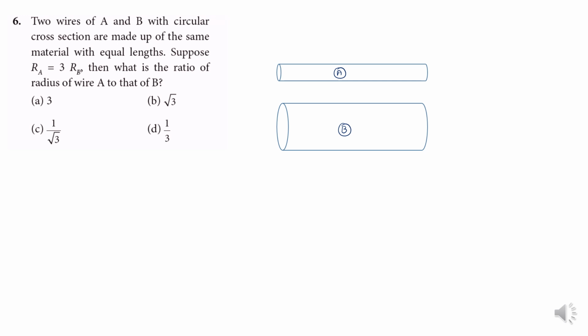And the lengths are also the same. This is LA, this is LB. It is mentioned that they are of equal length. So LA is equal to LB and they are made up of same material. So same material means rho A is also equal to rho B. This is length, equal length. Made up of same material, so they are talking about the resistivity, which is one of the properties.